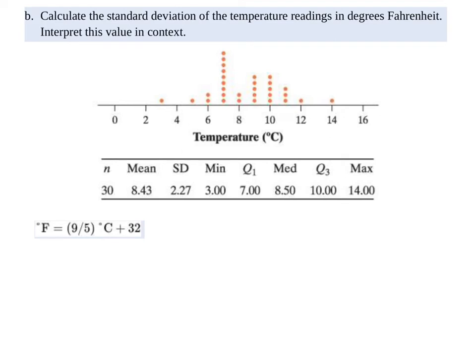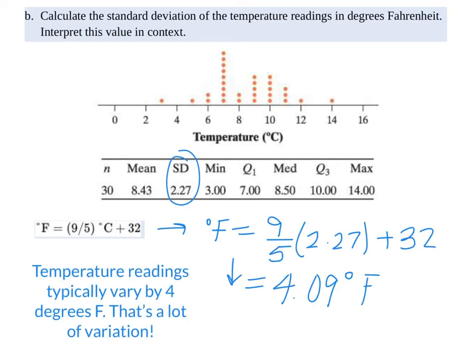So now let's do the same thing. We're going to convert the standard deviation this time to Fahrenheit and interpret that value. So what ends up happening here is we have 9/5 times 2.27, which is our standard deviation. We get about 4 degrees Fahrenheit. So what does that mean in terms of this context? I would say that temperature readings typically vary by 4 degrees Fahrenheit. That's a lot. That's not an accurate thermometer. Get a new one.